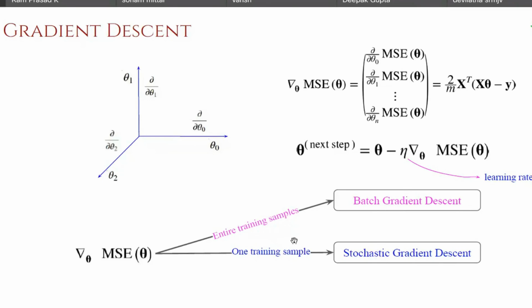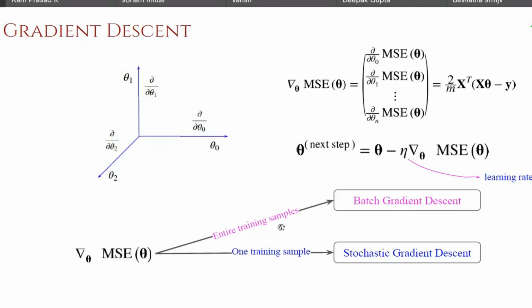These are two different extremes. You have to wait for the entire training sample to finish. Here, immediately after each training sample, you are updating. This is slow, this is very fast, but there is a trade-off. Here it takes a lot of time, here the convergence is slow. Even though the update is fast, the convergence is slow.